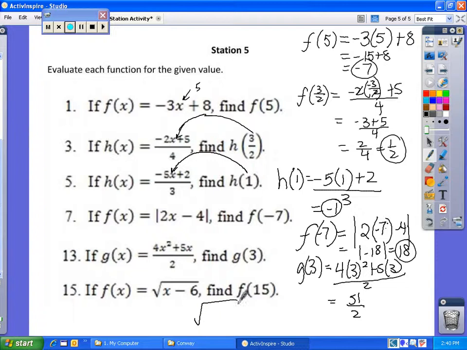Finally, the last one, we're going to do the square root of 15 minus 6. 15 minus 6 is 9. The square root of 9 is 3. Okay, so that's just evaluating functions for a given value.